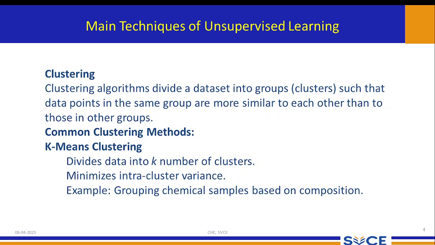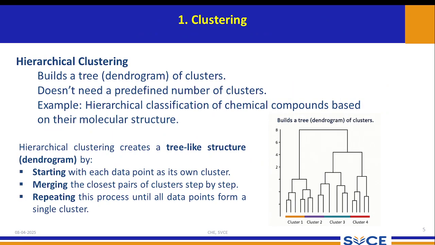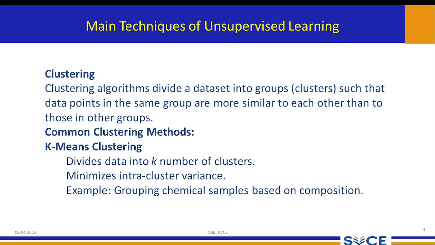So if the composition is heavier, they put it in one group, and another is lower, just put it in a different group. Okay, coming to the clustering, hierarchical clustering builds a tree, a dendrogram of clusters. So the second type is k-means clustering.